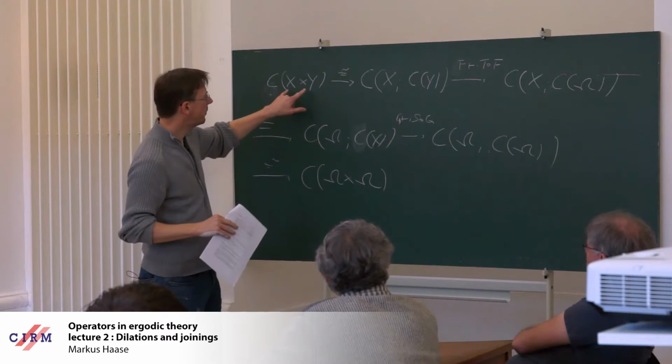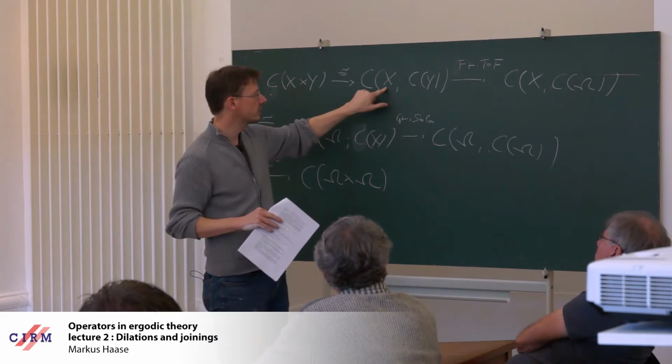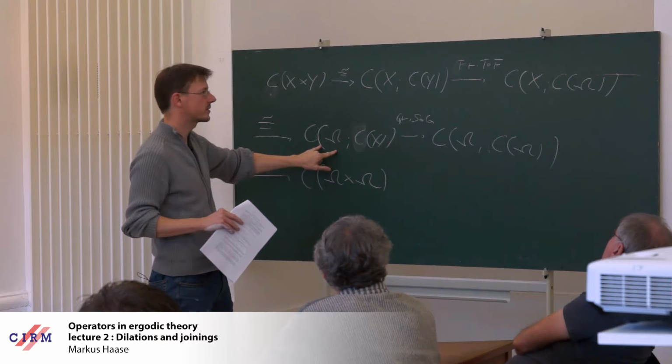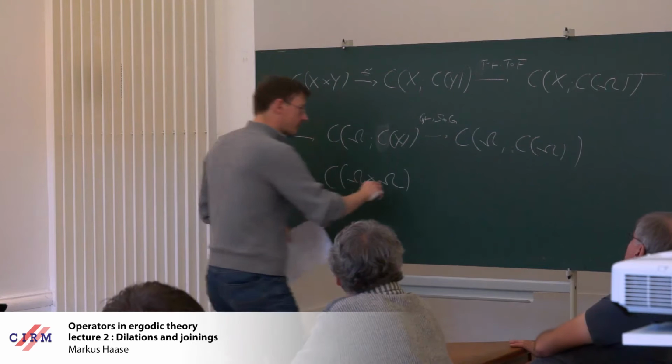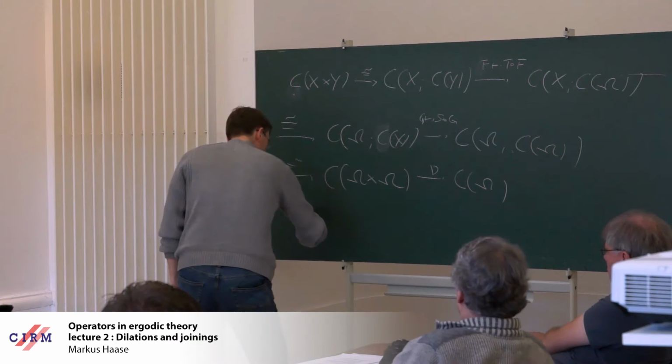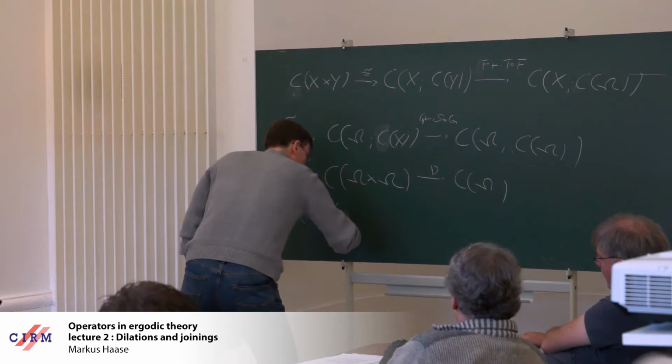If you buy that, the product, that the continuous functions on the product is nothing else than the continuous functions with values in the continuous functions, then this is just applied twice, namely first C of X, this is C of X times omega, and this is also C of X times omega. And now the last step, that's the Koopman operator of the diagonal embedding. So D, Df of omega is just f of omega omega.